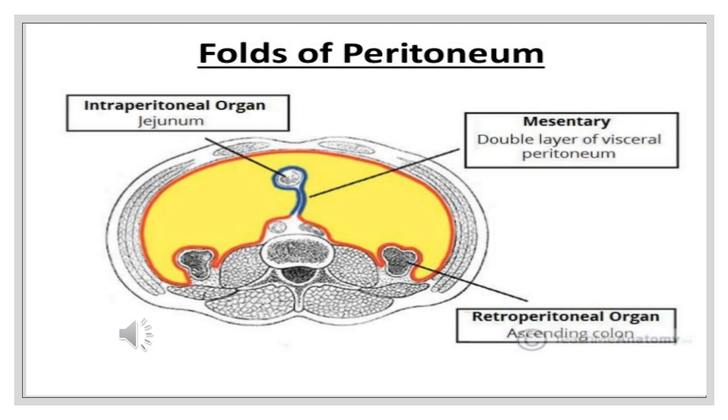In this diagram, you can see the jejunum is covered by peritoneum. It is an intraperitoneal organ. But when you take the ascending colon, it rests directly on the posterior abdominal wall and is covered by peritoneum on one side. So this organ is retroperitoneal.